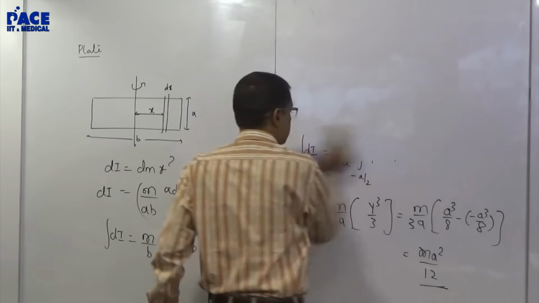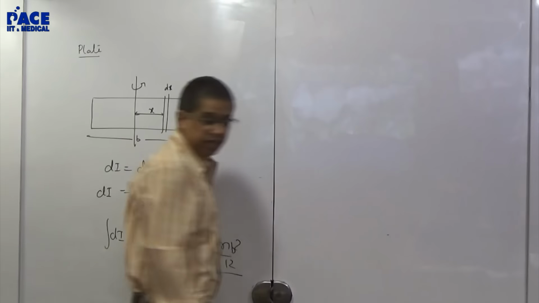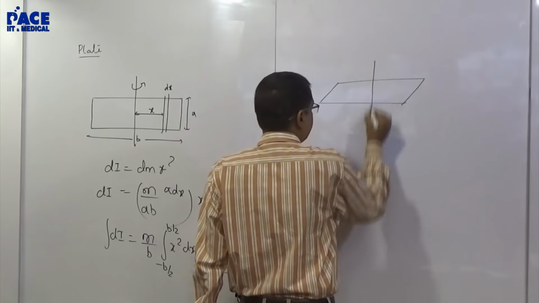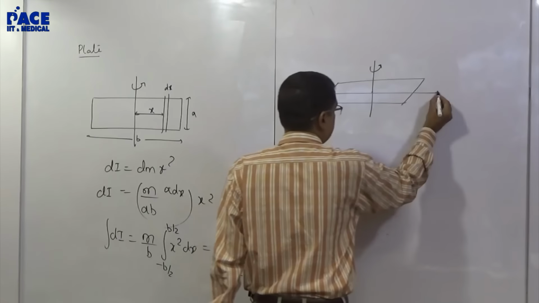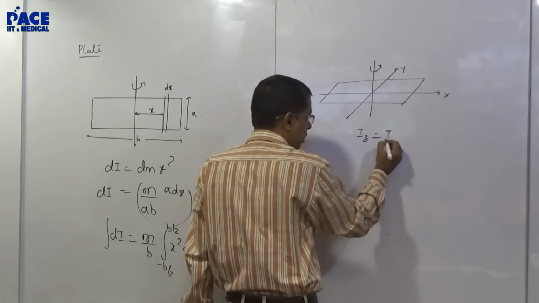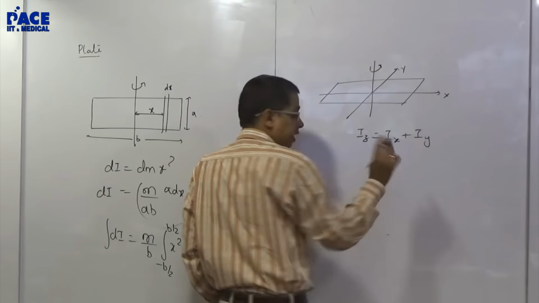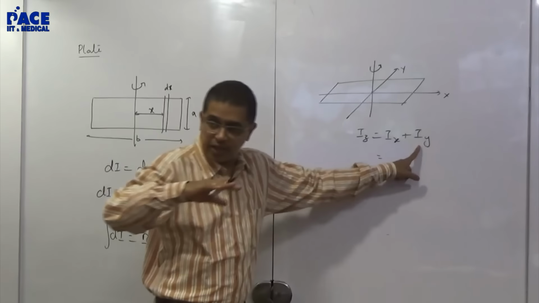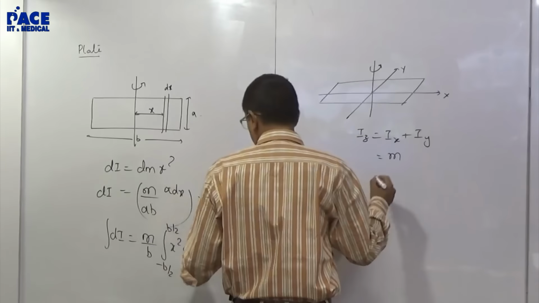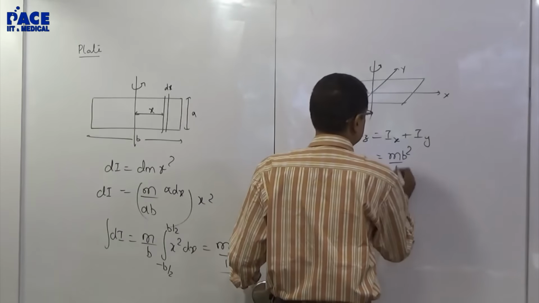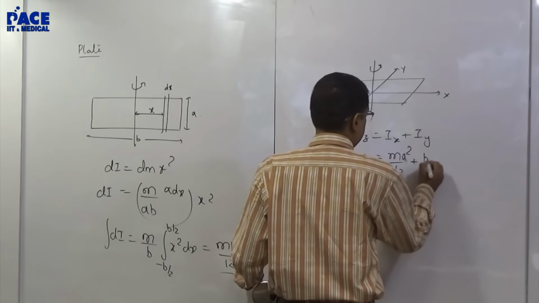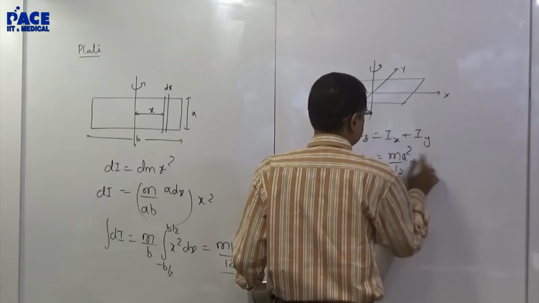Then the question is, what will be the moment of inertia about the z-axis? As far as the plate is concerned, if I am talking about the z-axis, this will be the x-axis, this will be the y-axis. Right? Iz will be Ix plus Iy. Conditions apply: x and y should be in the plane of the lamina. Right? Ix is m a square by 12 plus m b square by 12.